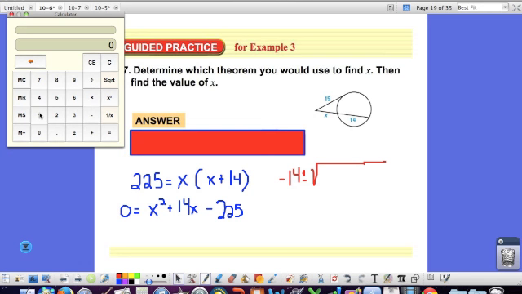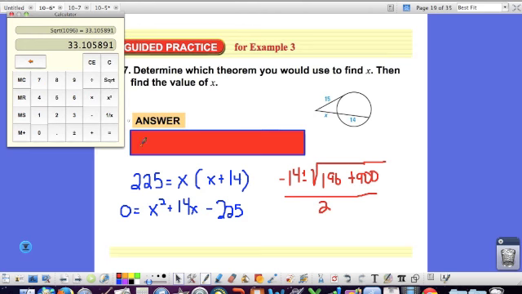So the sound went out. We're going to have to use the quadratic equation. So negative 14 plus or minus the square root of 14 squared, which is 196, minus 4 times a times c. So negative 4 times negative 225 would be positive 900, because the negative 4 and the negative 225 make a positive 900. That's all over 2a. A has a value of 1, so that's 2. So 900 plus 196 is 1096.